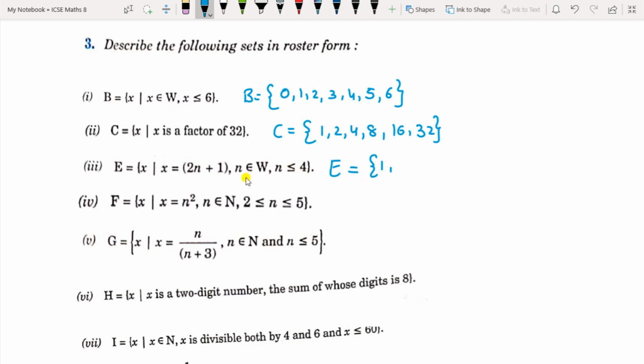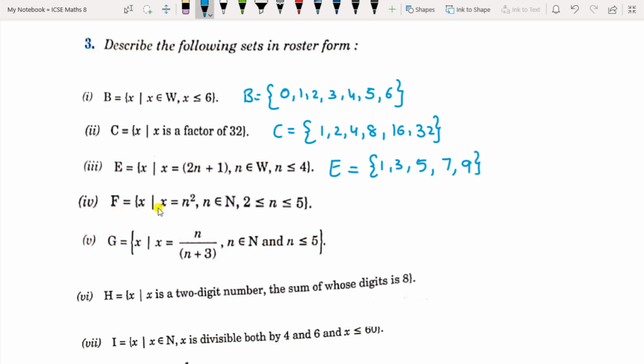Then substitute 1: 2 ones are 2, 2 plus 1 is 3. Then substitute 2: 2 twos are 4, 4 plus 1 is 5. Then substitute 3: 2 threes are 6, 6 plus 1 is 7. Then 4: 2 fours are 8, plus 1 is 9. So this way you have to solve it.